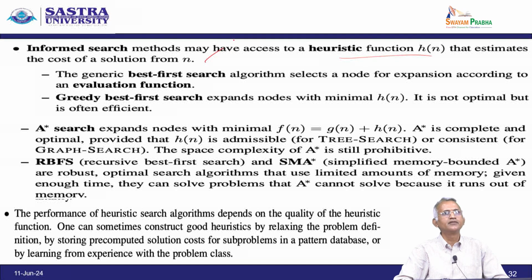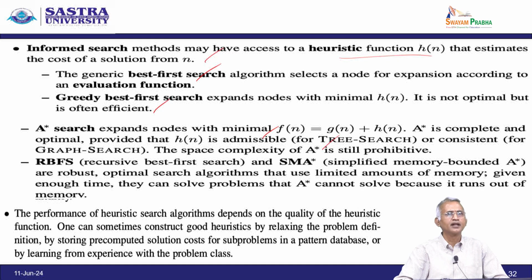The generic best first search algorithm selects a node for expansion according to an evaluation function. Greedy best first search expands the nodes with minimal h of n, and it is not optimal but is often efficient. A star search expands nodes with minimal f of n equals g of n plus h of n. A star is complete and optimal provided that h of n is admissible for tree search, or consistent for graph search. The space complexity of A star is still prohibitive.